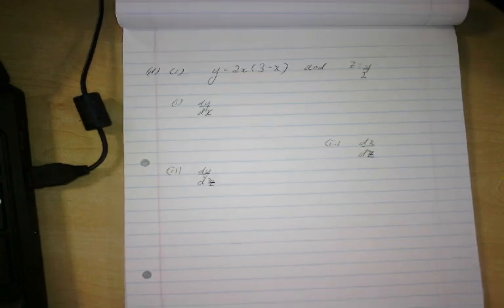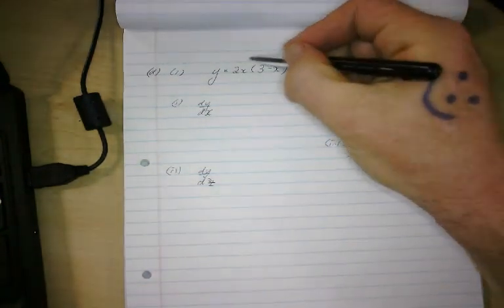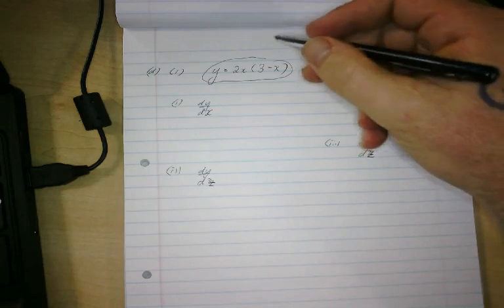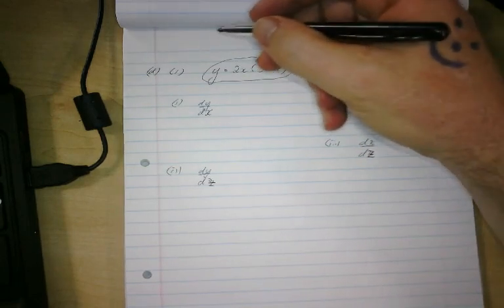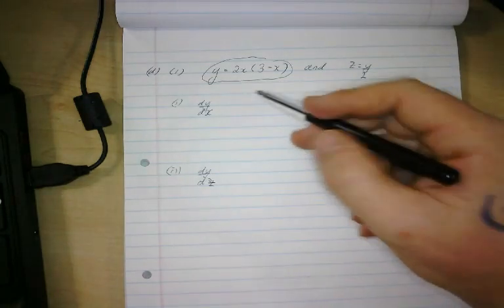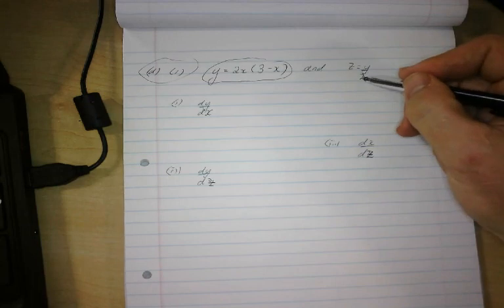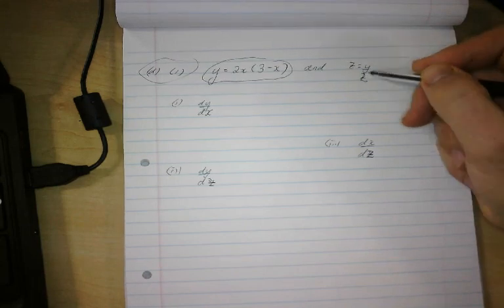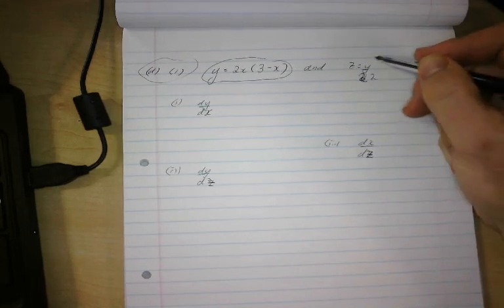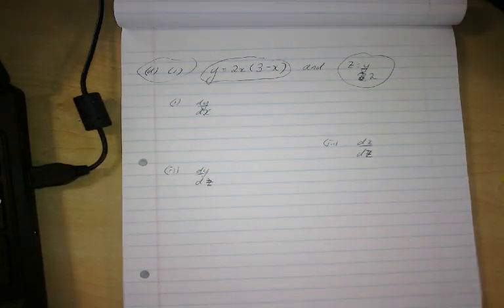Right, last one I'm going to do with you. You're told y is equal to 2x times 3 minus x, and this is question D1. Okay, D1: y is equal to 2x times 3 minus x, and z is equal to y over 2. Just checking that's clear. The first question is find dy/dx.